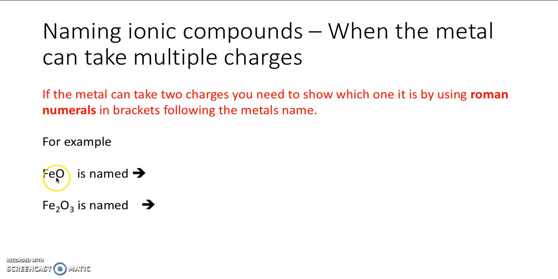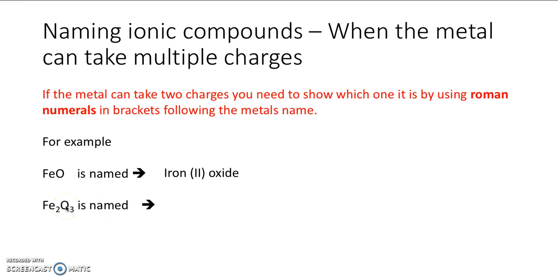So for example, FeO, we know that this is Fe, it's iron, and we know that O is oxide, and we can derive the charge on the metal from the ionic formula. Because oxide has a -2 charge, and we know there is only one Fe here, that means that the Fe must have a +2 charge. So this would be written iron 2 oxide.